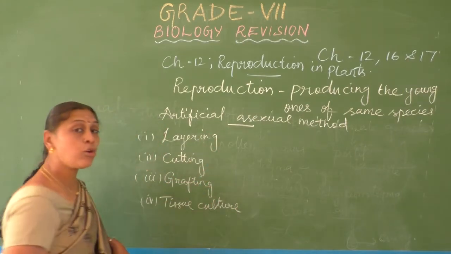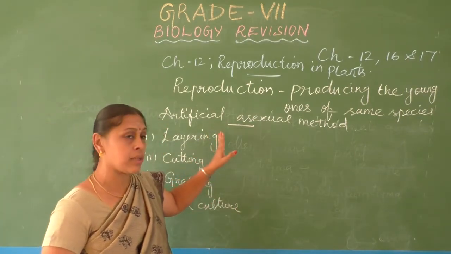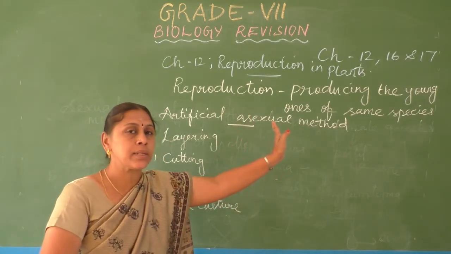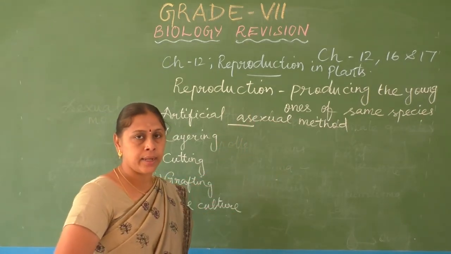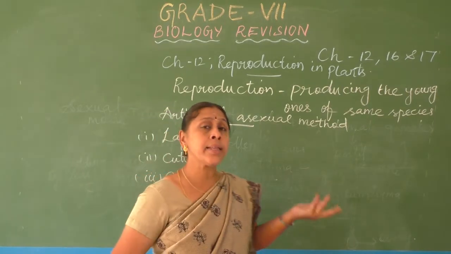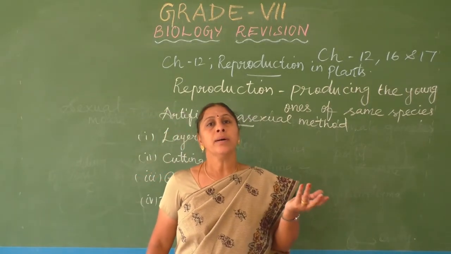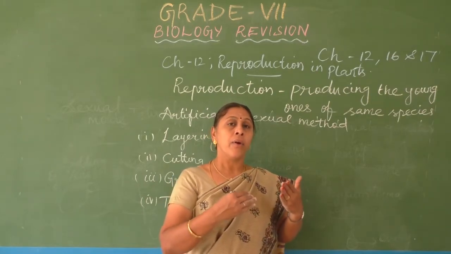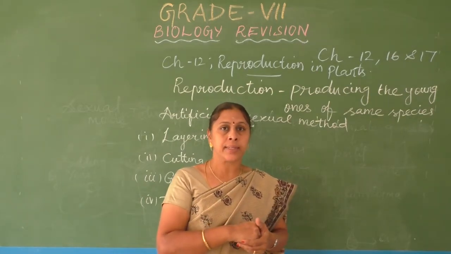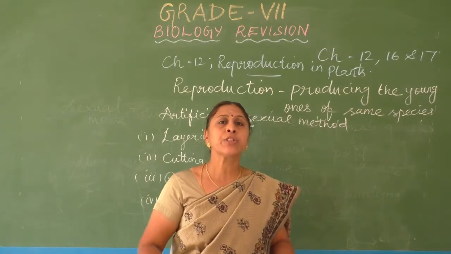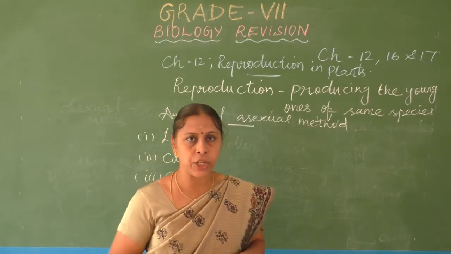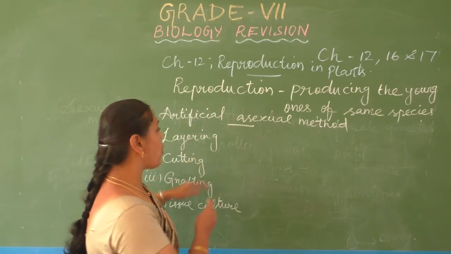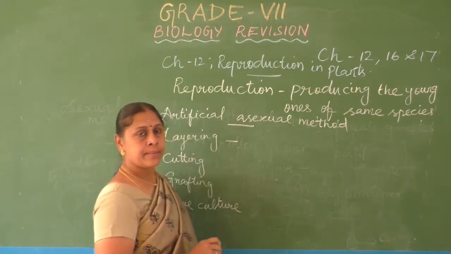So these four types are there in case of the artificial process of asexual reproduction. That means what occurs naturally is called the natural process, and if we, human beings, take steps to produce new plants, that is called the artificial process. In that, the first one is layering.